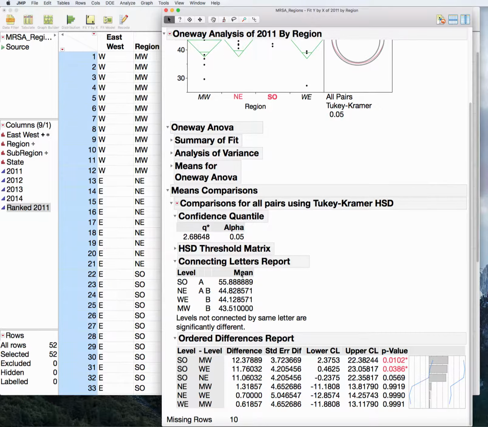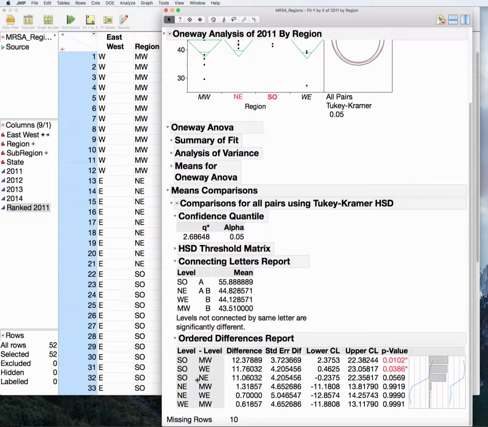In addition to looking at the connecting letters report, you can also look at the ordered differences report. Now, these p-values are correctly adjusted for the fact that you have multiple tests. You can see South compared to Midwest. South is 12.4 points larger than the Midwest. Here are the lower and upper bounds on that difference, and here is the p-value for the test. South is statistically significantly different from West. Here is that difference. It will be compared to 0. Here is that p-value. This difference is statistically significantly different from 0. South is different from West.